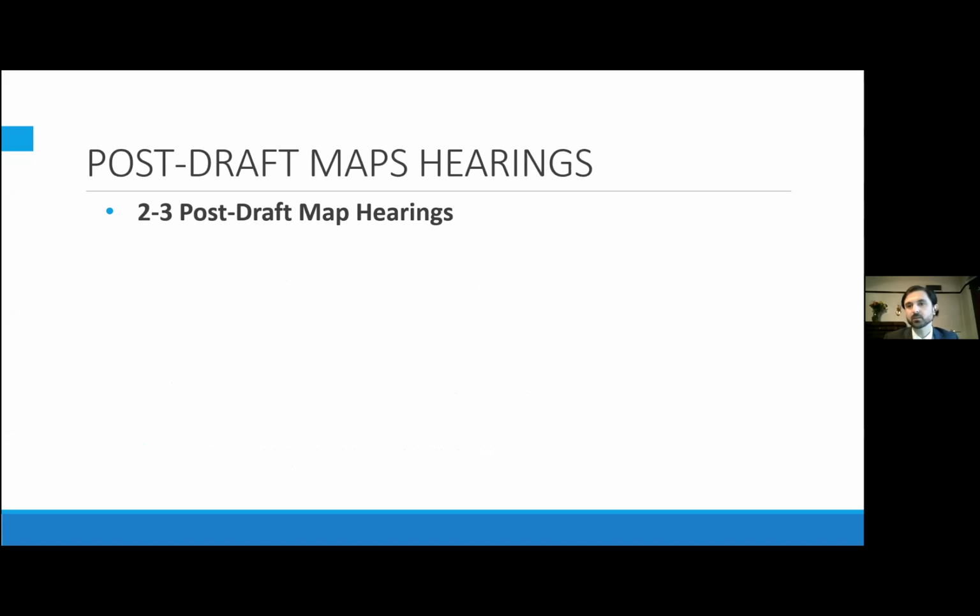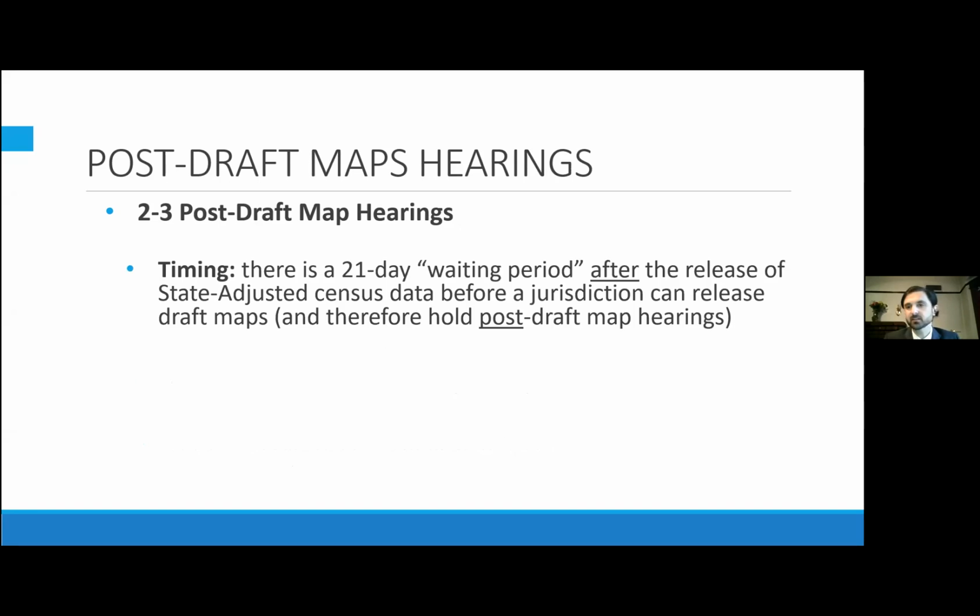So let's go now to the post-draft map hearings. These are the 2 to 3 post-draft map hearings. There is a limitation on timing here. Obviously, you need census data out before you can draw a draft map, but there's also in state law a little bit of a waiting period before you begin to draw those maps. So the requirement is you need to wait 21 days after the release of state adjusted census data.